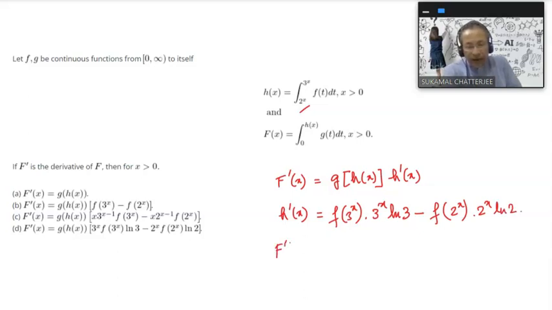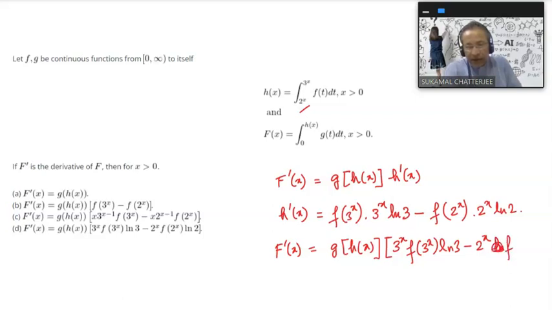So therefore f dash x is given by g of h(x) into h dash x, which is 3 to the power x f of 3 to the power x ln 3 minus 2 to the power x f of 2 to the power x ln 2. So this is your f dash x, and this matches with the last option, which is option D.